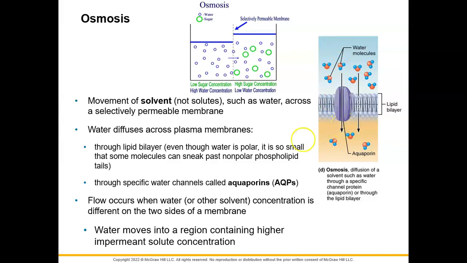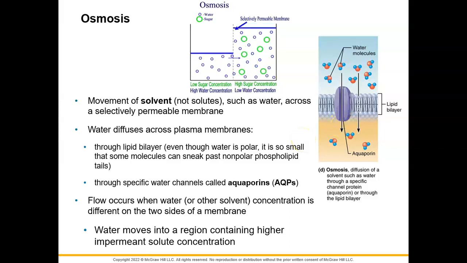The flow occurs when water concentration is different on the two sides of a membrane. Water will move into a region containing higher impermeant solute concentration. That means water will go towards the solutes that are stuck on a certain side of the membrane if there are more of that solute present.